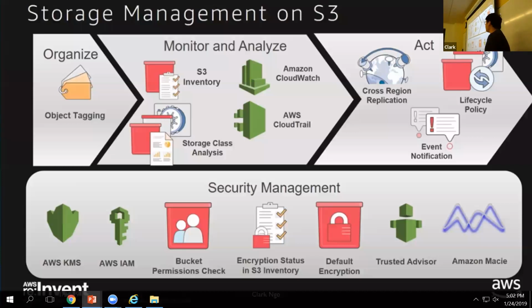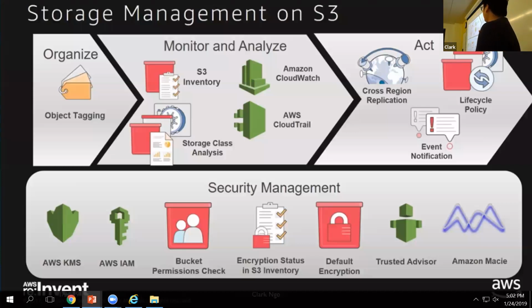So storage management on S3, you would start with organizing, like object tagging. You would have a maximum of 10 key-value pairs for tagging. Let's say customer ID equals 12345, and then let's say department equals finance. So you would tag those files so they will be classified and organized accordingly in your storage.